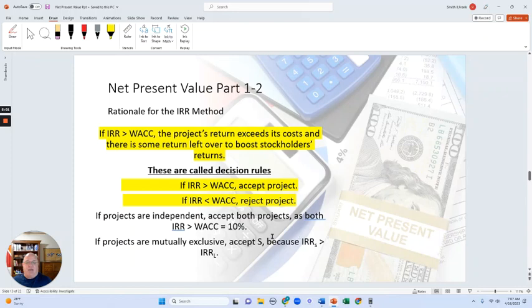In this case, if they're independent, for S and L, you would accept them both. But because the internal rate of return for the short-term project is greater than for the long-term project, if they are mutually exclusive, you would only accept the short-term project.